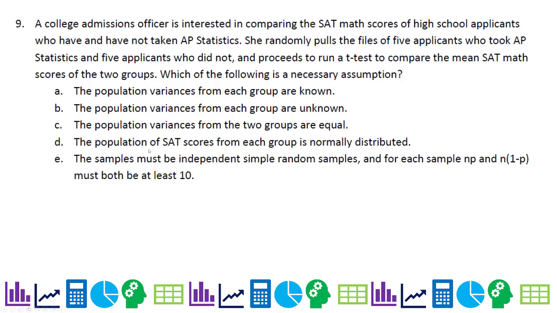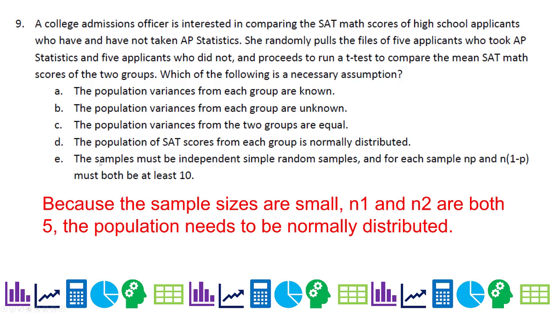Basically, since we have such tiny samples, our population needs to be normally distributed. So the correct answer is D. So again, because of the very small sample sizes, we need a normal population for both.